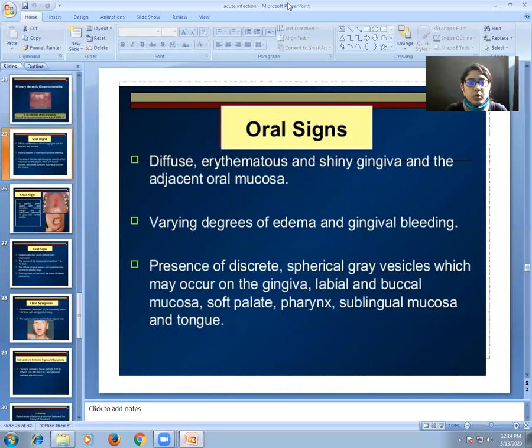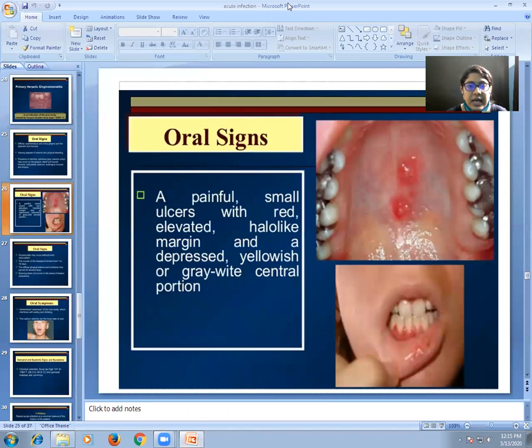Basically, the oral signs of the disease are characterized by the presence of vesicles found on the gingiva as well as the labial and buccal mucosa, soft palate, pharynx, and sublingual mucosa. There is a diffuse erythematous and shiny gingiva, and a degree of edema and gingival bleeding is also associated with the disease. As oral signs, you can see painful small ulcers present on the soft palate, which are characterized by vesicles.